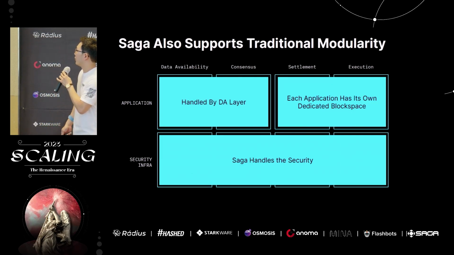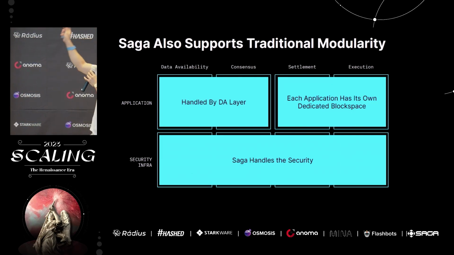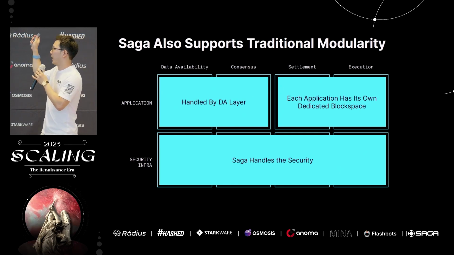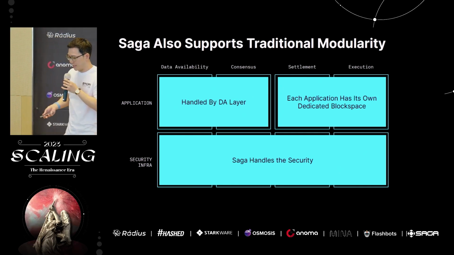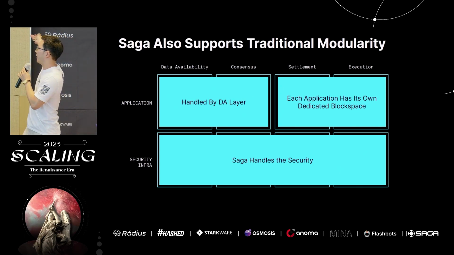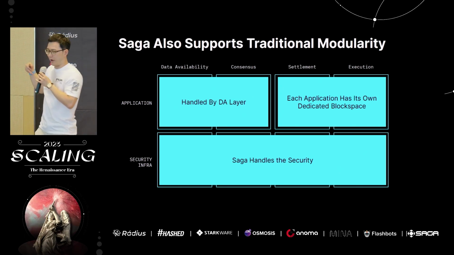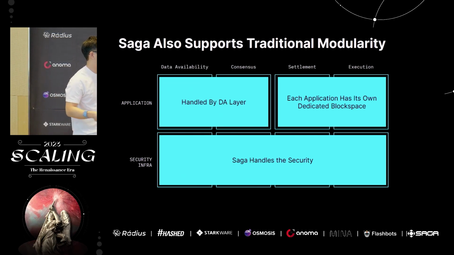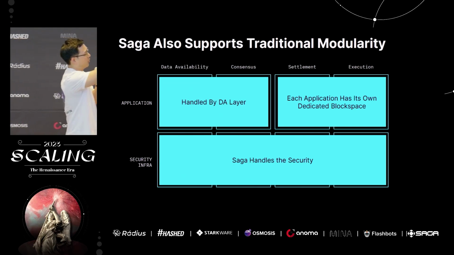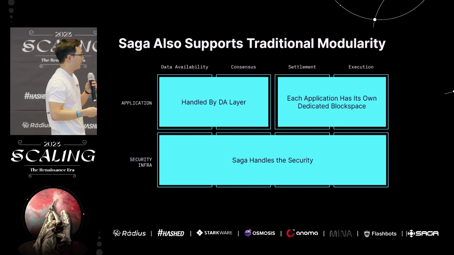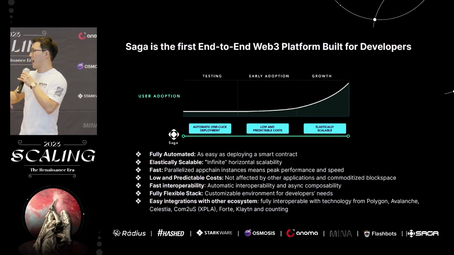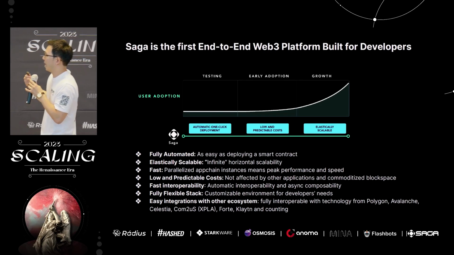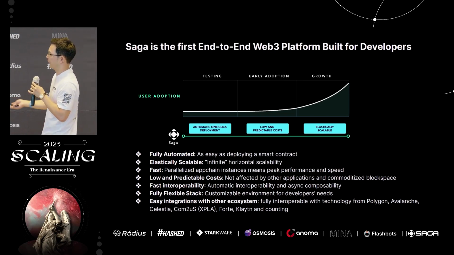Saga also supports traditional modularity. As mentioned, you can slice the verticality whatever way you want based on the needs of the developers. The big thing is that Saga handles the security and infrastructure layer at the bottom, so the developer doesn't have to worry about any of that. Then they can slice the actual application layer whichever way they want. So Saga is essentially one of the first end-to-end Web3 platforms. This is what we're trying to build.